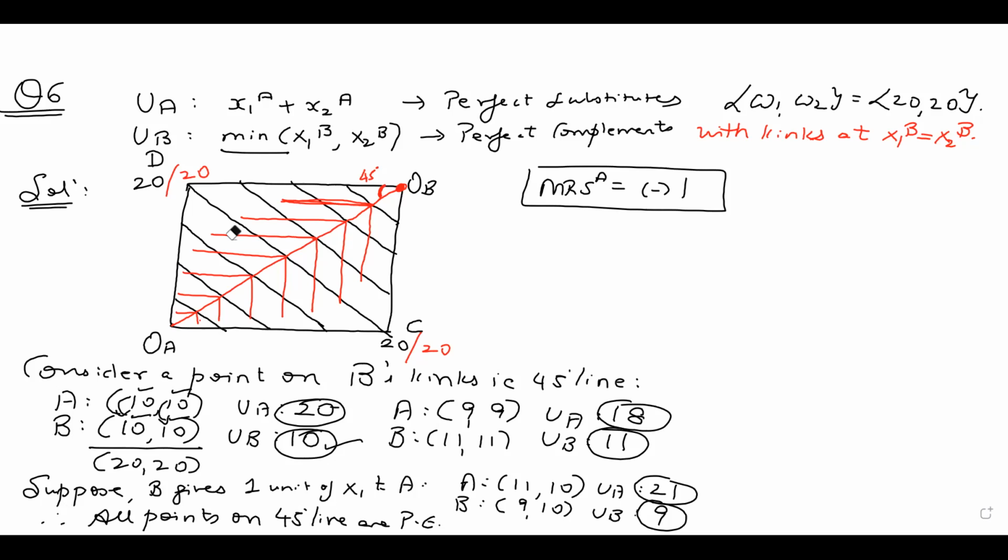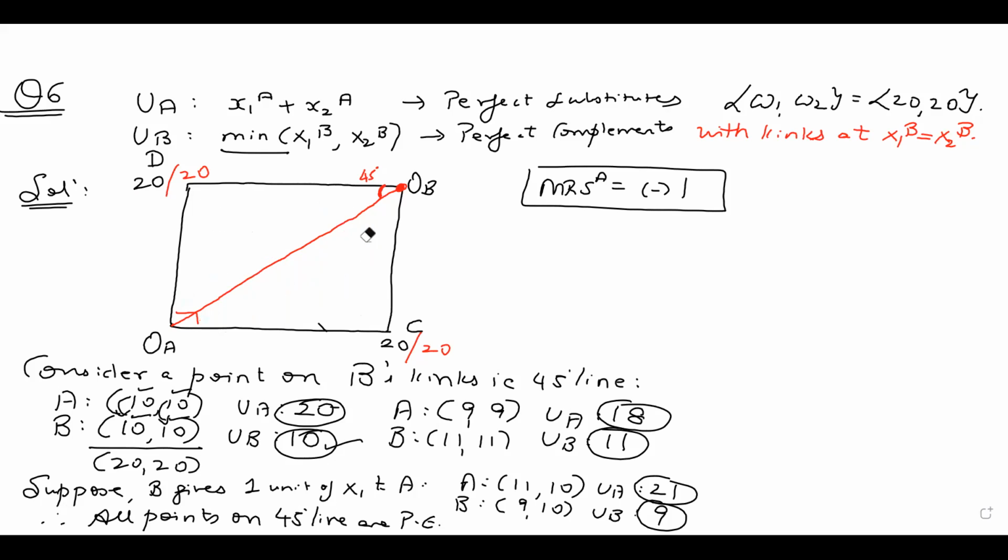Okay. Now, guys, I'm erasing the ICs for simplicity. And now let me check the other regions. So we have figured out that all the points on this 45-degree line are Pareto efficient points.